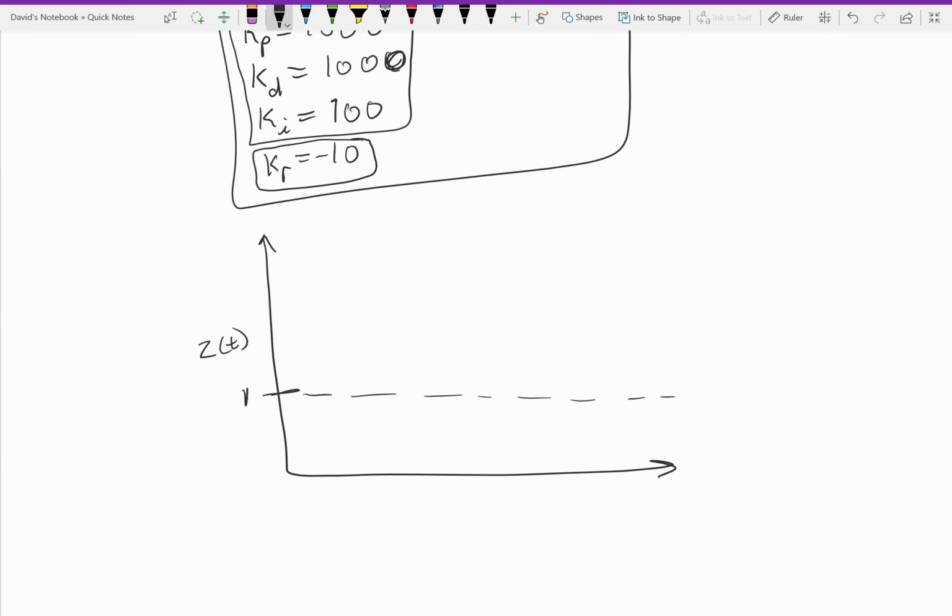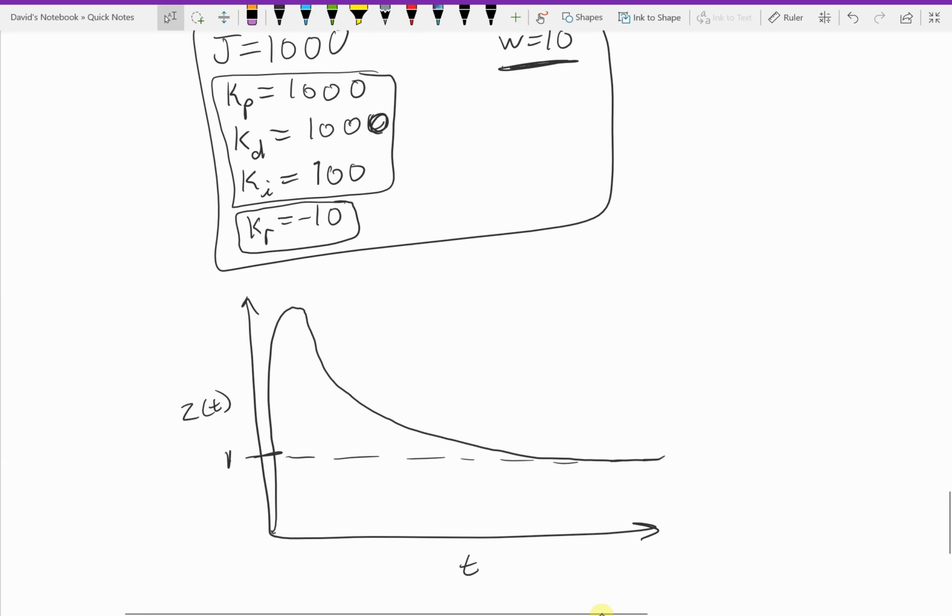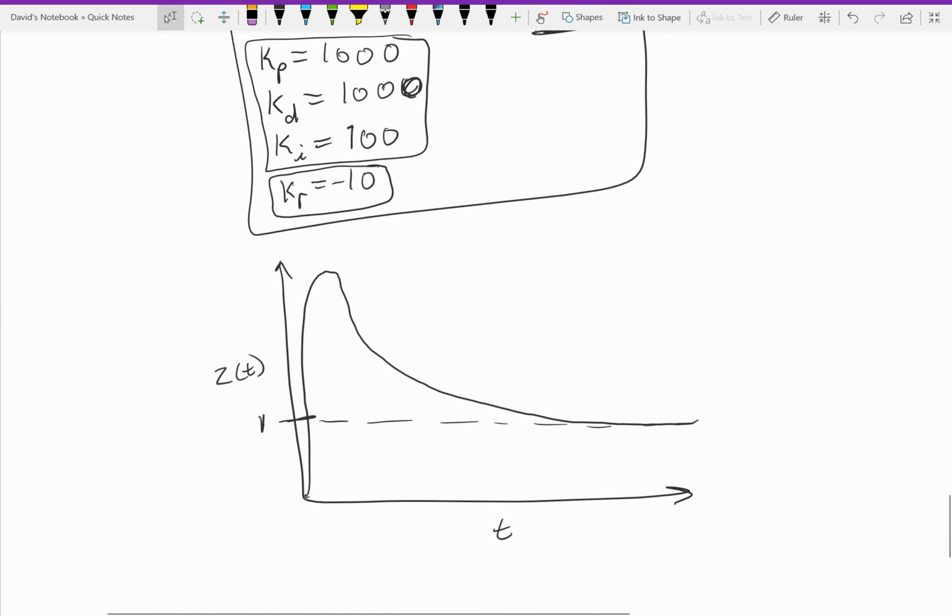Remember, our desired output was 1 over time, and we started at 0. This system shoots up very quickly, and then it converges to the steady state. And that's that. And that's PID control and integral action in a nutshell.